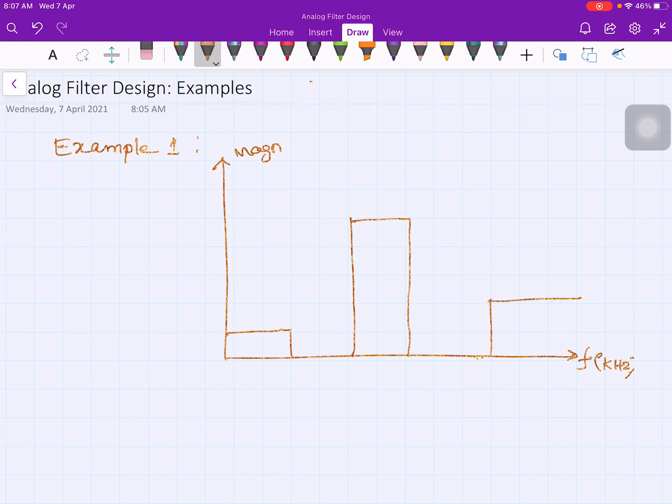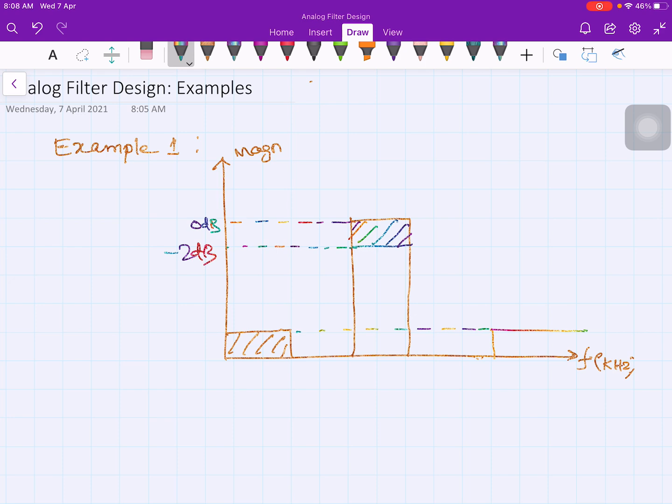Like this, okay, and the tolerance scheme is this in the stop band. So the pass band tolerance is minus 2 dB. This is 0 dB, and minus 2 dB, and the stop band tolerance is minus 50 dB. Okay, and see, the figure is not to scale.